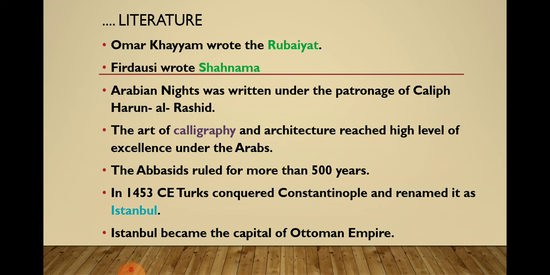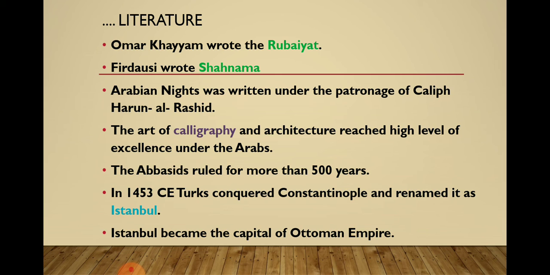Now about the literature, very important points are here. Umar Khayyam wrote the Rubaiyat, and Firdausi wrote the Shahnama. Then the Arabian Nights. I think you have heard about the Arabian Nights stories, the stories of Aladdin and the Forty Thieves, then Sindbad the Sailor, then Aladdin's magic lamp. All these stories we have heard about. And the Arabian Nights provides information on the life and culture of Arabs.